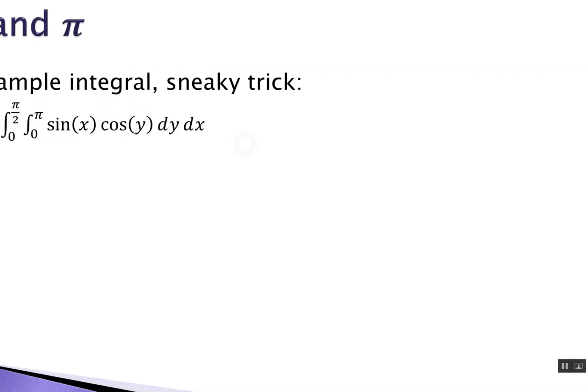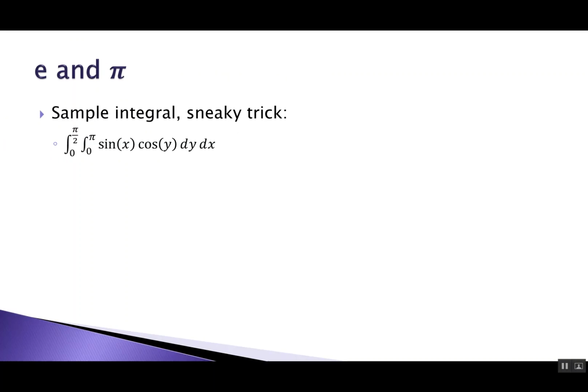project. Okay, so take a look at this double integral. Notice my integrand has got two functions that are multiplied. One of them only has x's and the other one only has y's. When this happens, you can do this sneaky trick. And here's the idea behind the sneaky trick.